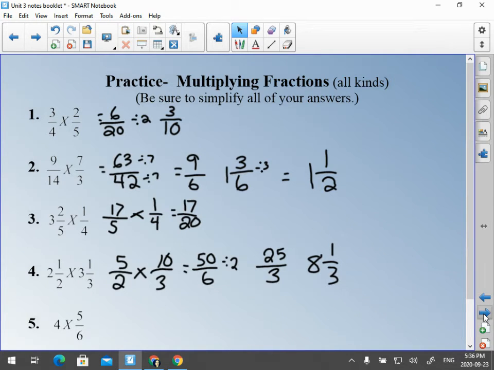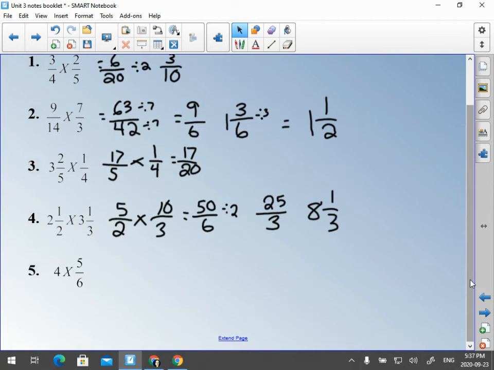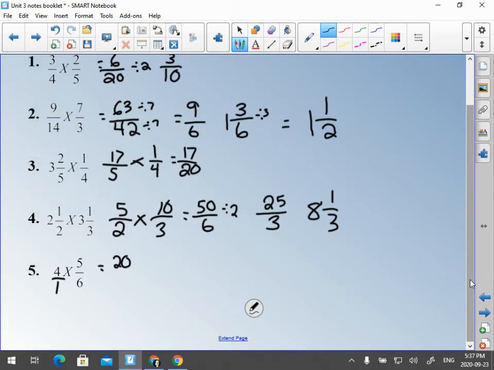Okay. Question 5. We're multiplying a fraction by a whole number. What you need to remember is that any number can become a fraction if we put it out of 1. So it is actually 4 out of 1 times 5 out of 6. And that works anytime you have a whole number. You can always put it out of 1. And then you're just multiplying as we were. 4 times 5 is 20. And 1 times 6 is 6.